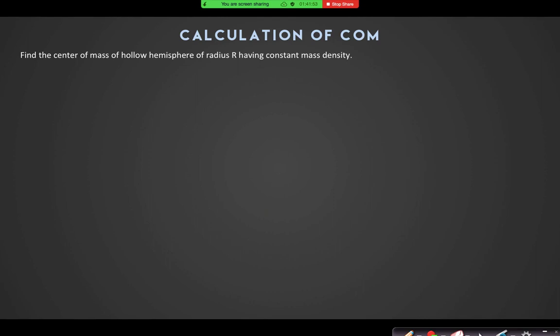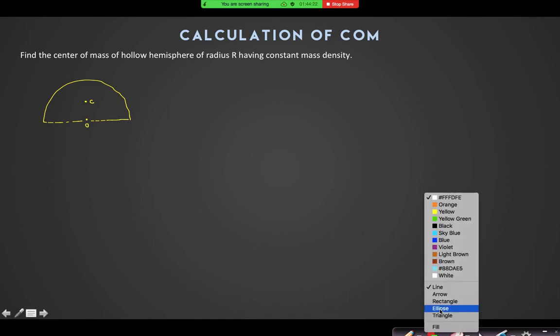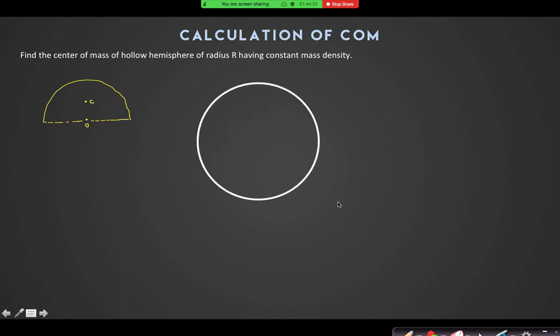Can you find the center of mass of a hollow hemisphere? Take any hollow hemisphere. This is the hollow hemisphere. This is the center of the hollow hemisphere. Can we find the center of mass of this hollow hemisphere from the center O? If this is the center of mass, what is the distance OC? R by 2. Try to calculate it.